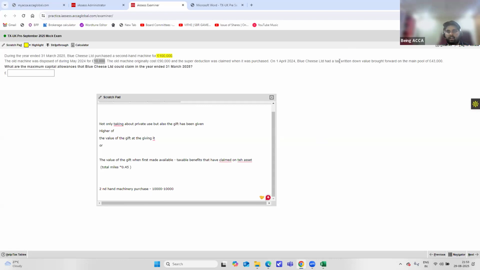Next, we have a tax written down value brought forward on the main pool of 43,000. So 43,000 is there. So what do you do? You directly take 43,000 into what is the rate for this main pool brought forward? Main pool, what is the rate? 18%. Absolutely right. That's exactly what you should be doing. And this will be a total calculation. Is this clear, guys? So far, so good.